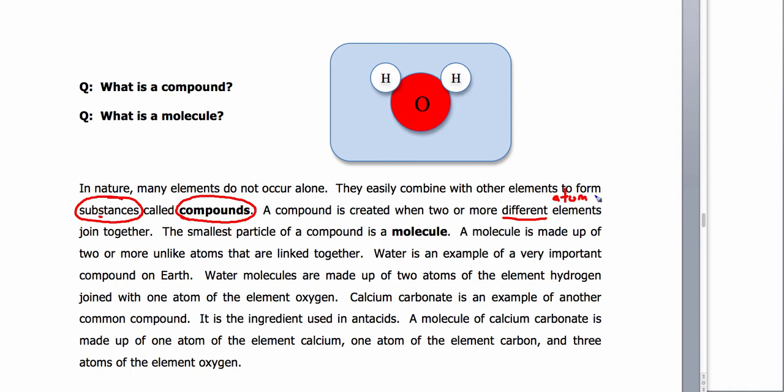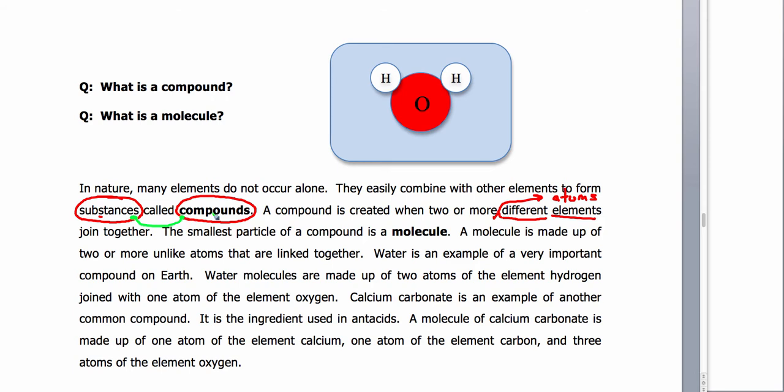Two or more atoms of different elements join together. So let's just pause for a minute and let me go get your green marker and let's make sure we have all this marked correctly. So what are substances and ultimately what are compounds?